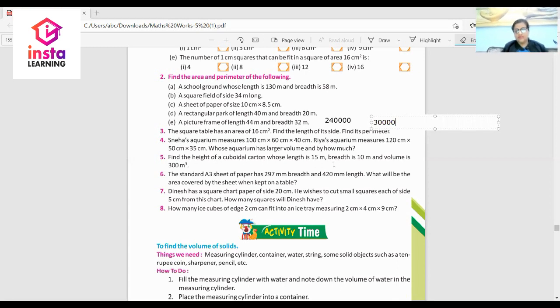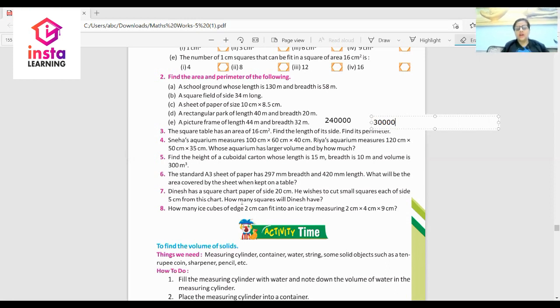Now find the length of a cuboid carton whose length is 15 meter. 15 into 10 into, then you will get the volume, and then the height is going to be covered. Now a standard A3 sheet of paper has 297 mm breadth and 420 mm length. What will be the area? Area is length into breadth, covered by the sheet when kept on the table.